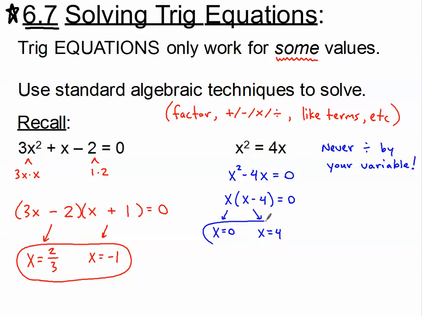And I have my two solutions. Now, the people that tried to divide by x right from the beginning would get one of the solutions, x equals 4, but they'd miss out on the second solution. And since that second solution is 0, what they tried to do is divide by 0. And we know that we can never divide by 0. So please never divide by your variable, never divide by your trig symbols that you see in today's equations.